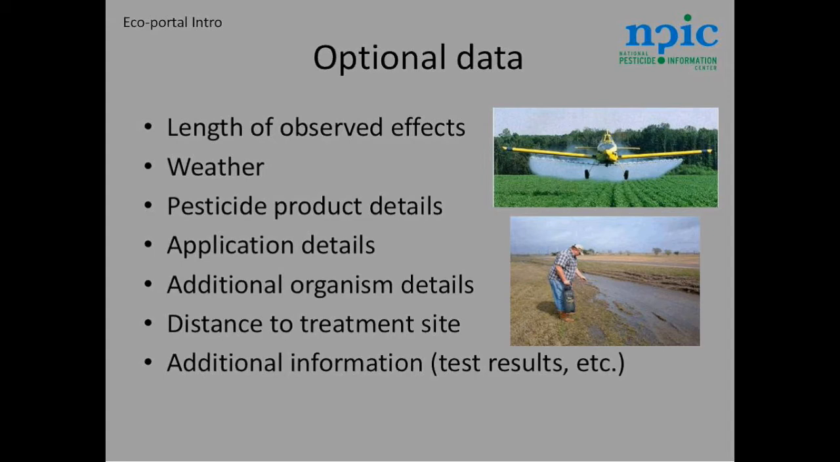What kind of application details you have, so like the application rate, exactly how it was applied, some more additional organism details, the habitat it was found in, the route of exposure, the response to the exposure, and then how far the observed organism damage was from the treatment site. It could be in the same area, or it could have been down the road or downstream where the effect was seen. And then you have an option to also upload additional information, so any test results, etc.